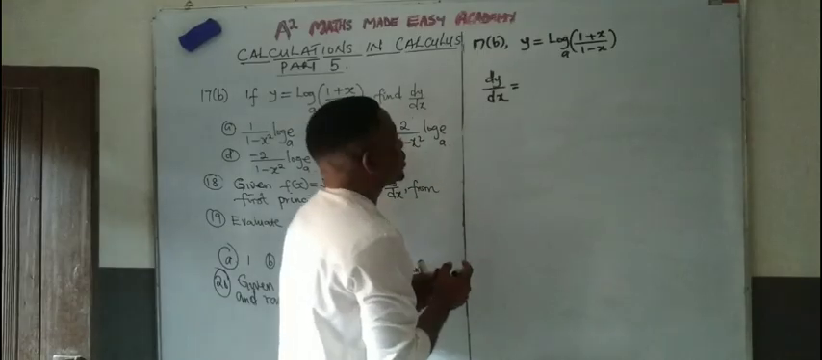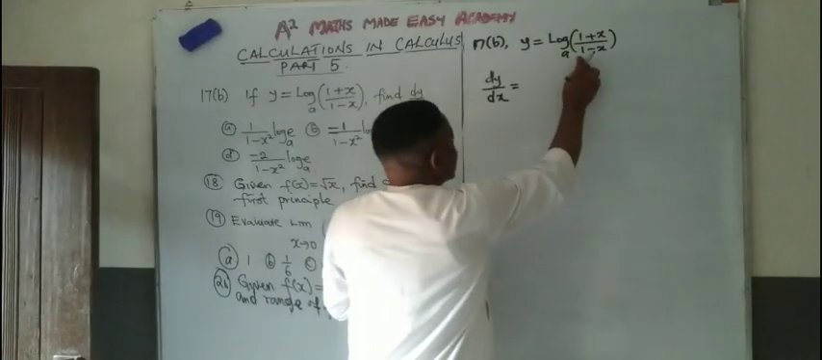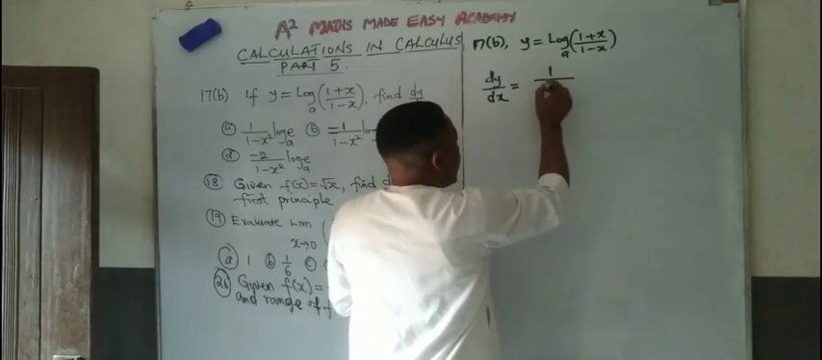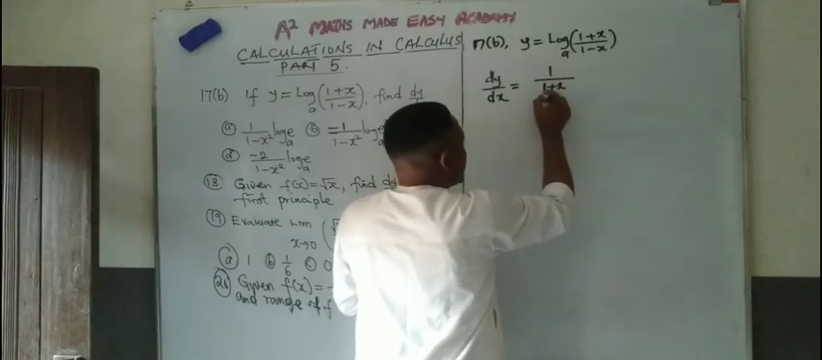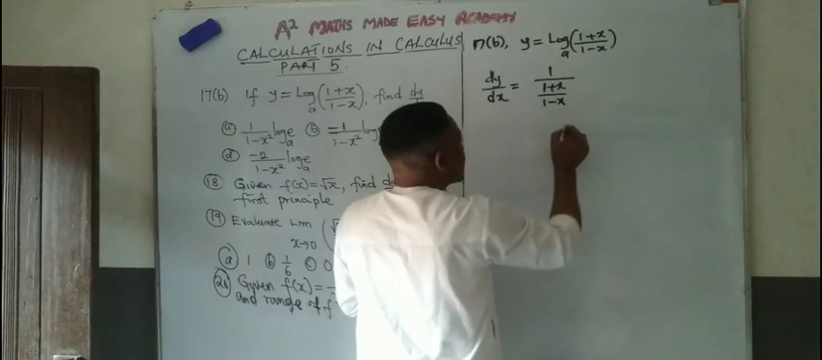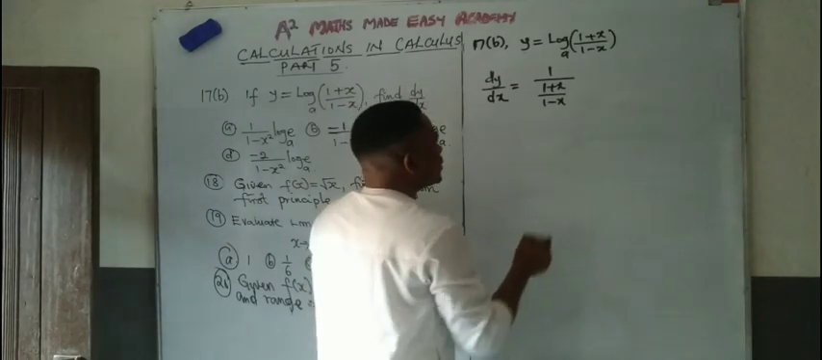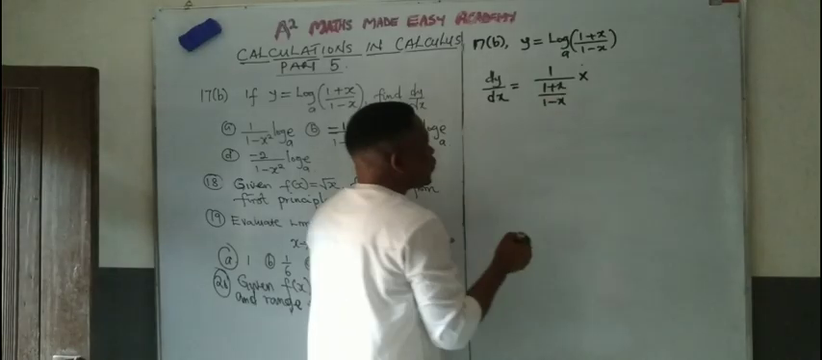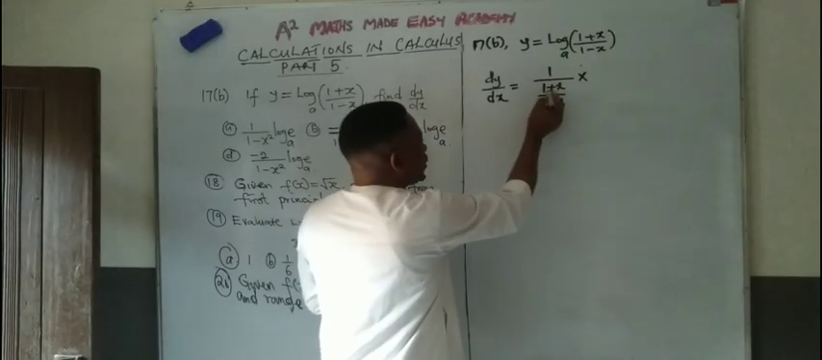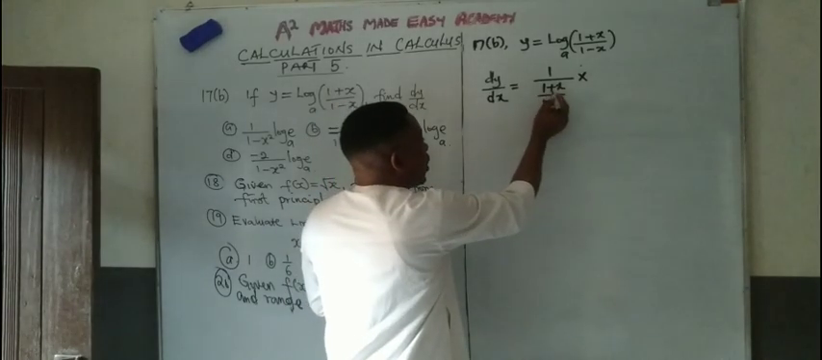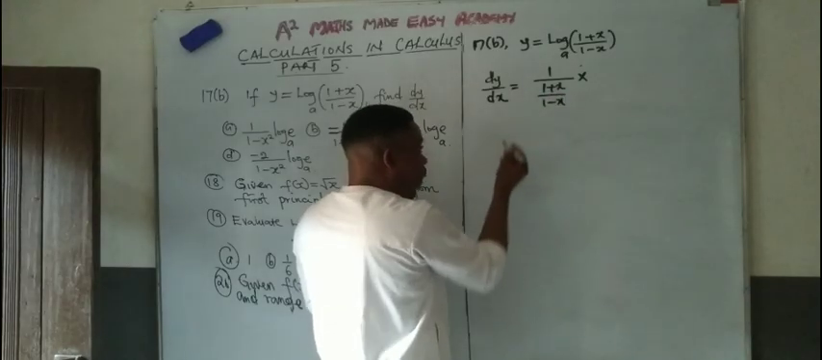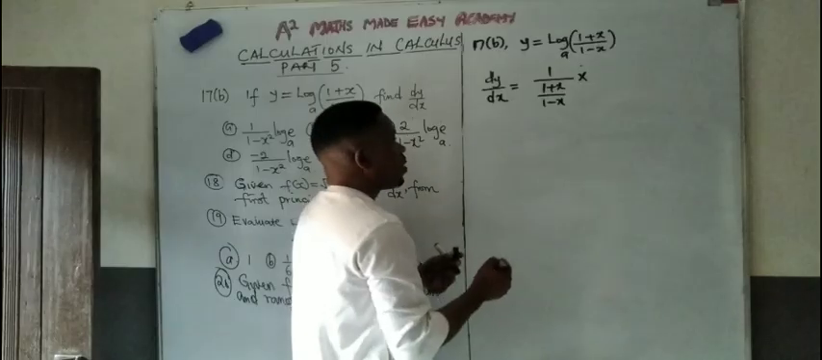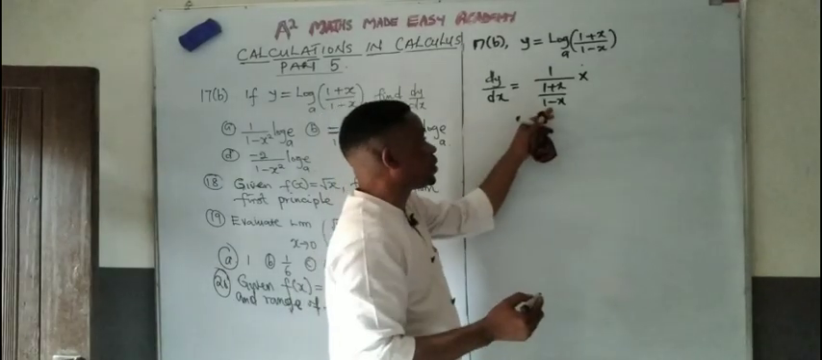Now, can we differentiate? What is the law? The law says this. Since this is a natural log, we write 1 all over the value. And what is the value? 1 plus x all over 1 minus x. Then if you have done that, the next thing is to multiply and differentiate the value. And if you observe the value, it is differentiation by the quotient rule. Why? It has a numerator and a denominator.